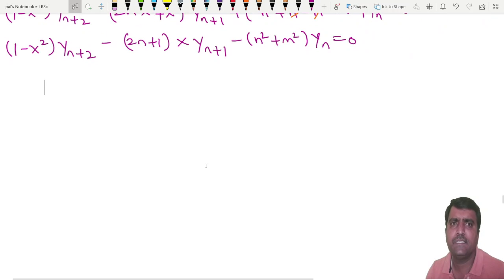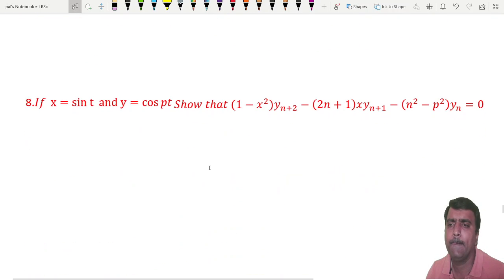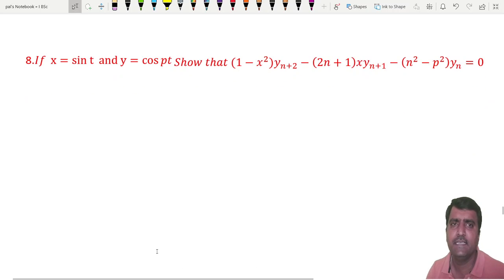Take one more problem of the same type. If x is equal to sin t, y is equal to cos pt, show that 1 minus x square into yn plus 2 minus 2n plus 1 x into yn plus 1 minus of n square minus p square into yn is equal to 0. So of course it is very similar to that last problem.